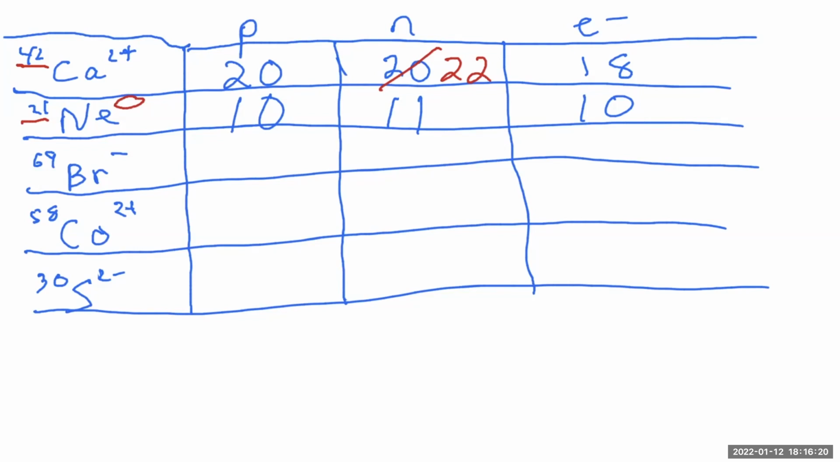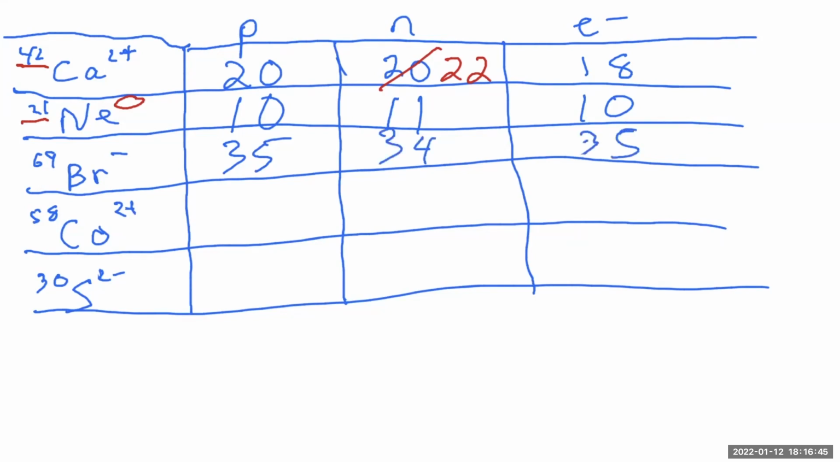All right, let's go to bromine. Bromine's on the right-hand side, the third one down, the second column to the right. 35. Yeah, 35 protons. How many neutrons? 34. How many electrons? 35.